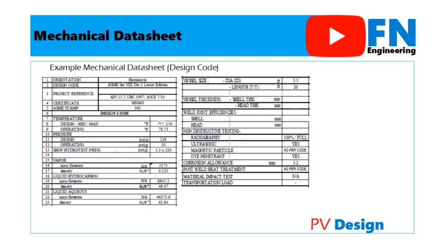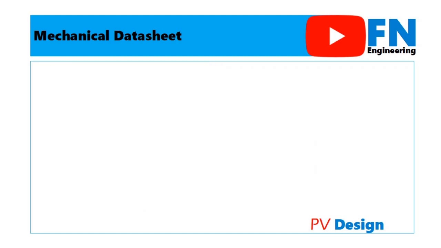There are some non-destructive examination requirements. There is radiography 100%, ultrasonic test, magnetic particle test as per code, and dye penetrant. Corrosion allowance is 3.2 mm. Post-weld heat treatment as per code. Material impact test and transverse load are not available. Then we go to the next slide.